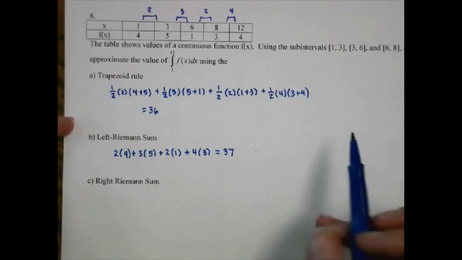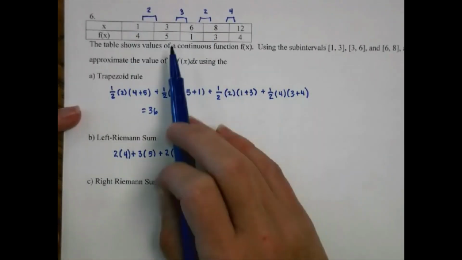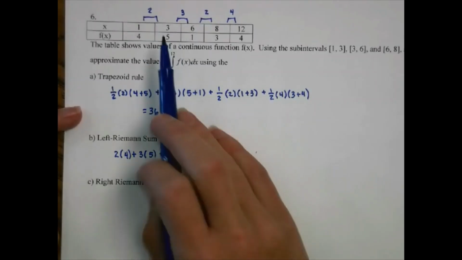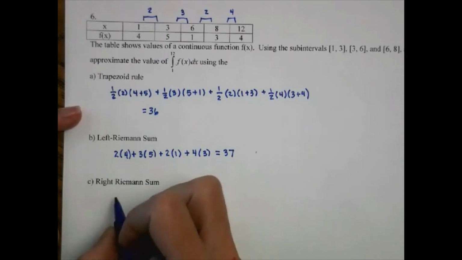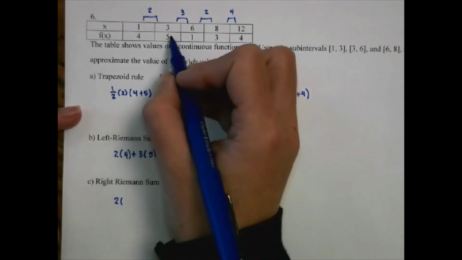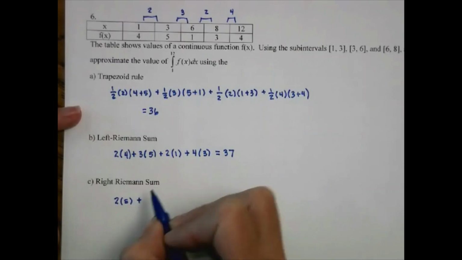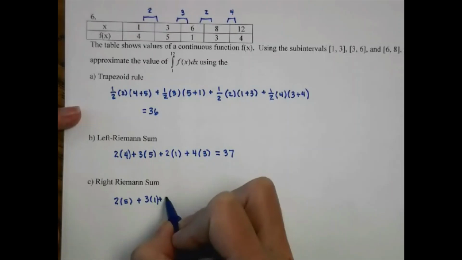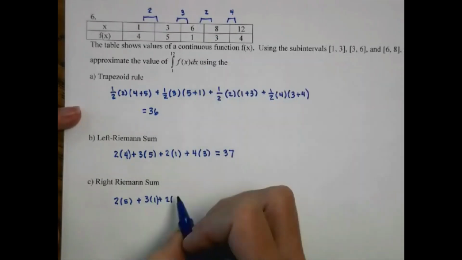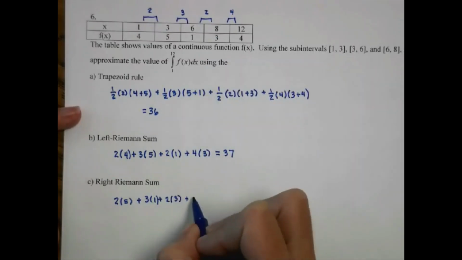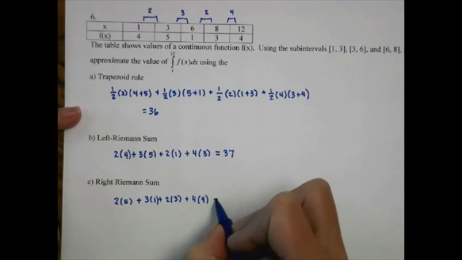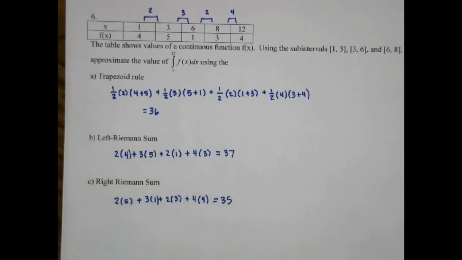The right-hand Riemann sum, we're going to have the same widths, 2, 3, 2, 4, but now we're going to evaluate at the high end of the range, on the right-hand side. So we're going to have 2 times 5 plus 3 times 1 plus 2 times 3 plus 4 times 4 is 35.